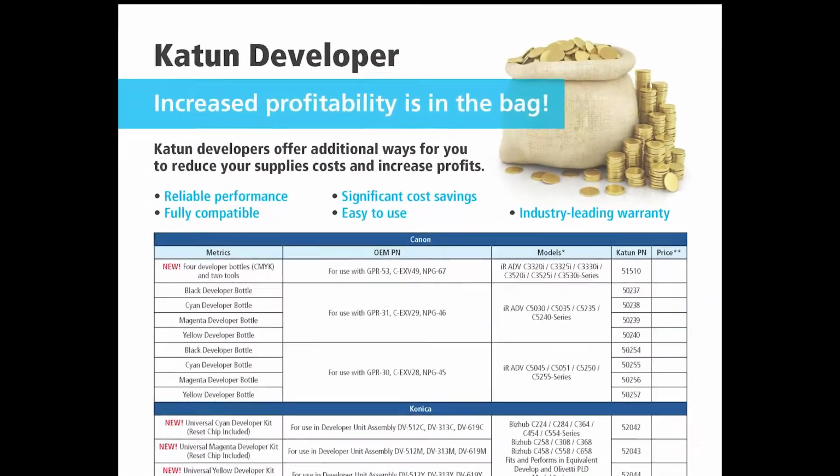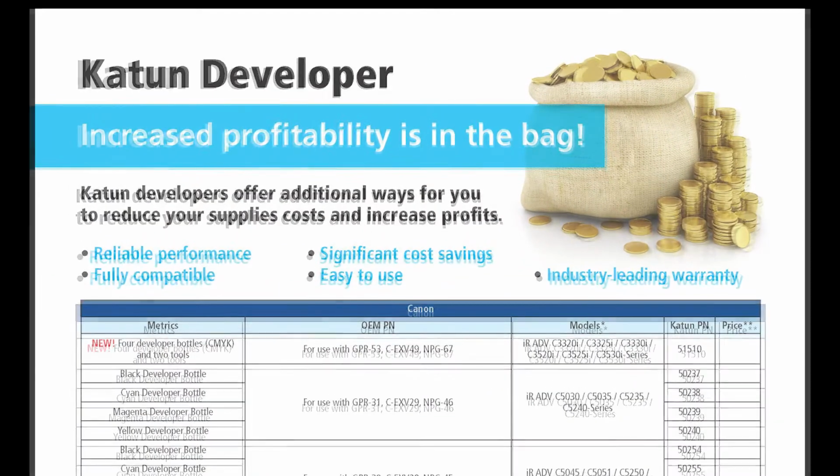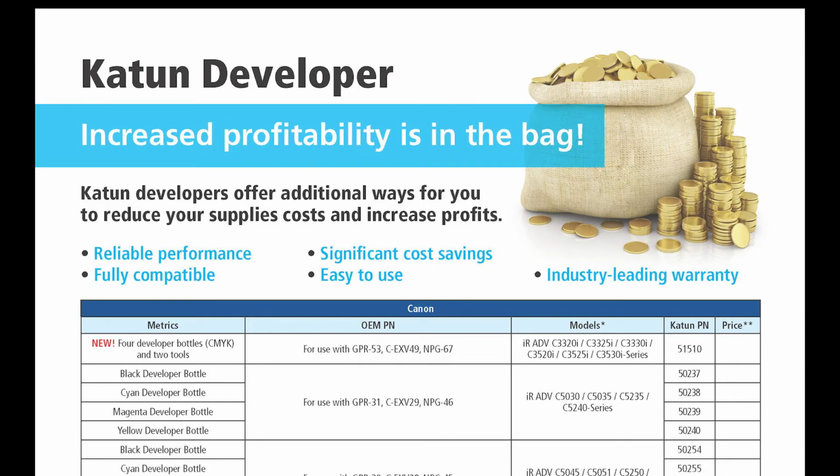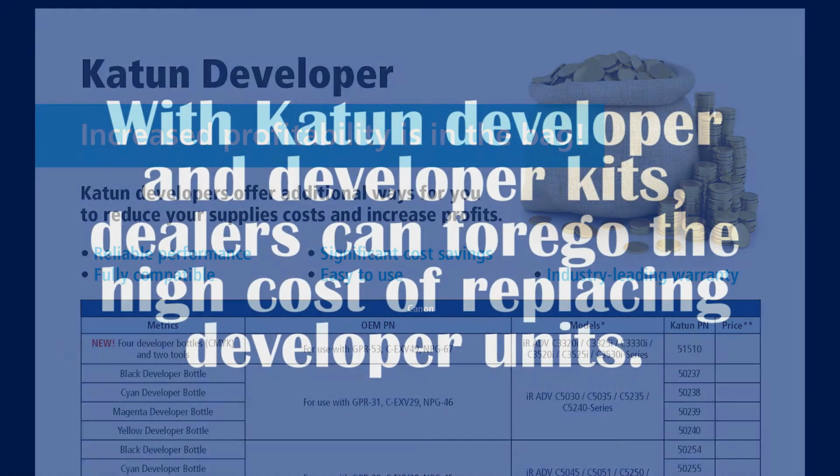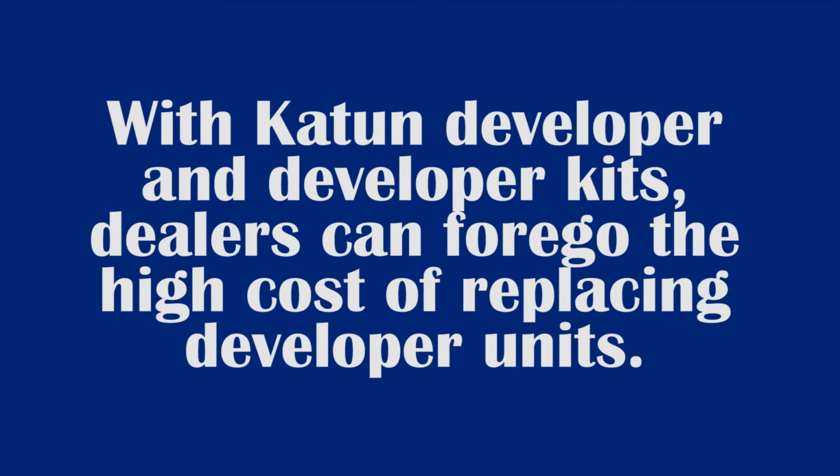The good news is that for some Canon, Konica, Ricoh, and Sharp models, Katun offers compatible replacement Developer or Developer kits, enabling dealers to forego the high cost of replacing the entire Developer unit by instead swapping out the old Developer for new Katun Developer.